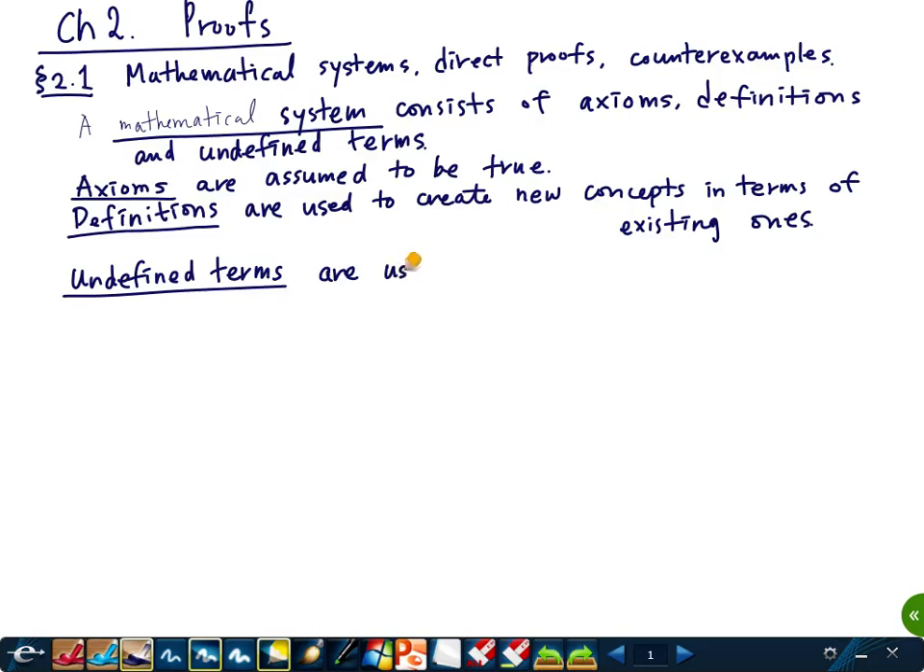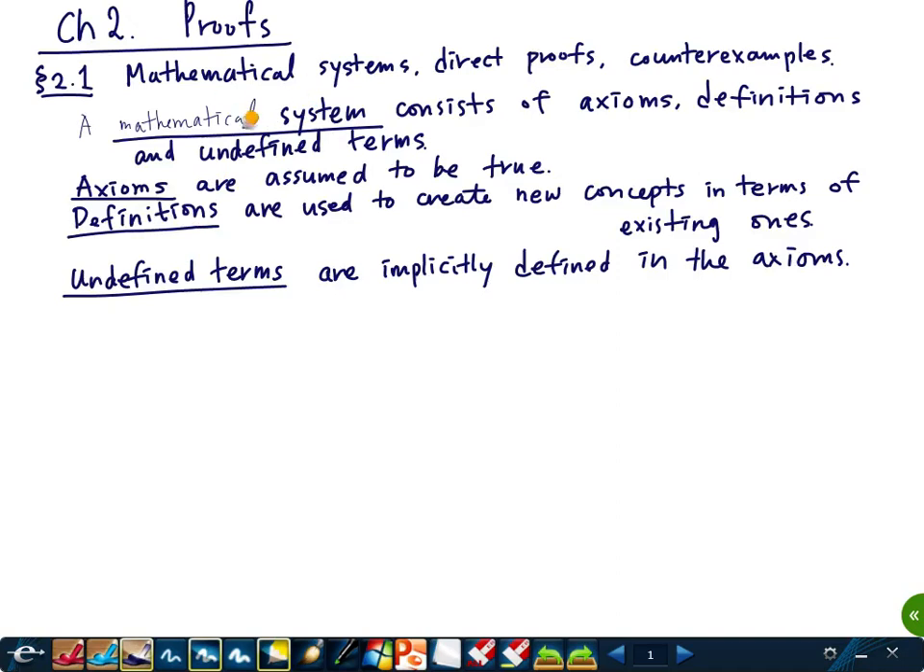Are implicitly defined in the axioms. So it should be clear the meaning. So these are the things that consist of mathematical system.